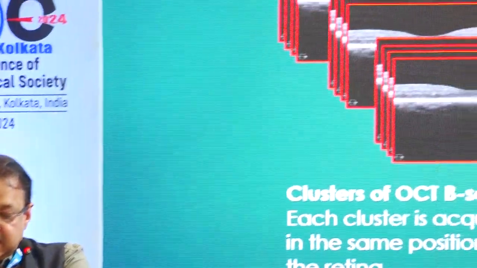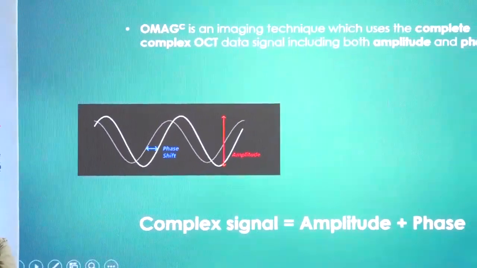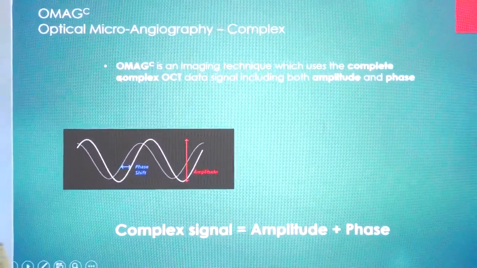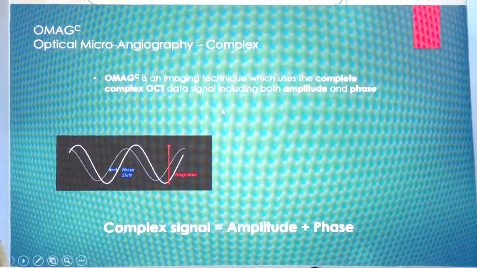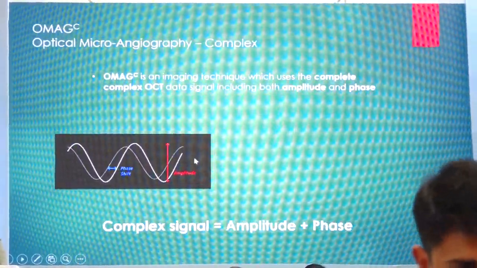If we come to the conceptualization of OCT angiography, the basic concept is Angioplex detects motion of scattering particles such as red blood cells within sequential OCT B-scans performed repeatedly at the same locations in the retina. Each cluster of OCT B-scans is acquired in the same position on the retina. Each cluster generates one blood flow scan, and then the Angioplex image is reconstructed like this on an en face image. The software we use in ZEISS is OMAG-C software. OMAG is an imaging technique which uses the complete complex OCT data signal including amplitude and phase, and this is the only machine which takes amplitude and phase together.